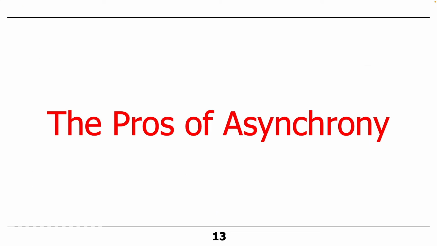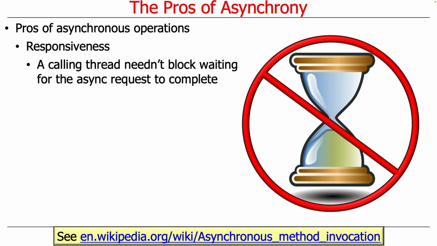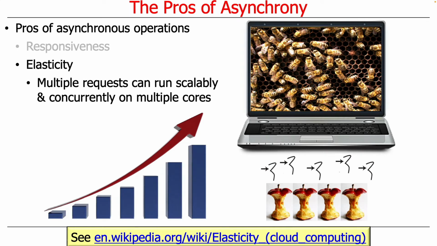So let's talk a bit about the pros of asynchrony. One is you can make things responsive because the calling thread doesn't block waiting for the asynchronous request to complete. It's therefore available to do other work, which is good. You can also make things more elastic because multiple requests can be mapped to the underlying processor cores. And as you get more work, if you've got more cores, you just sort of auto-scale very nicely and elastically.